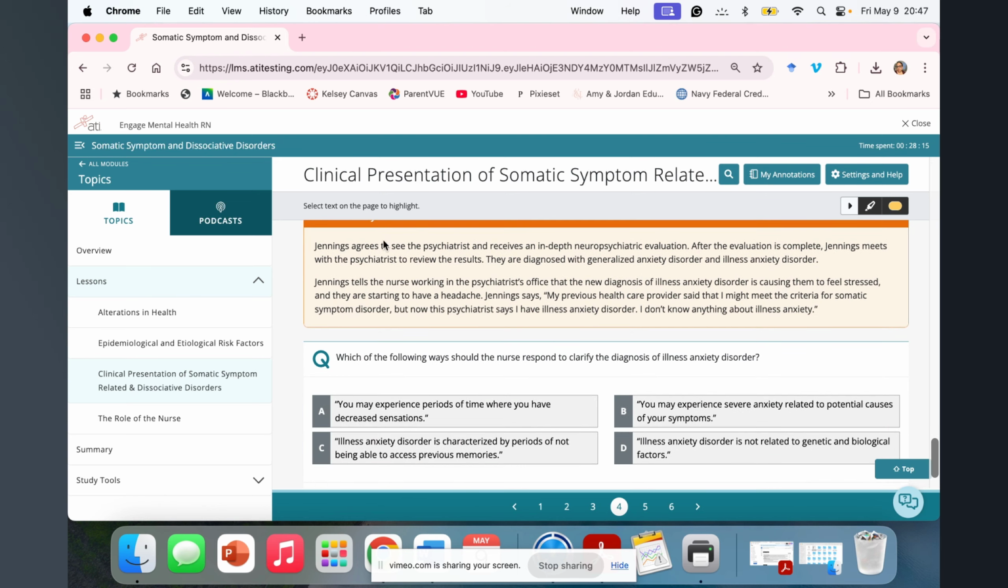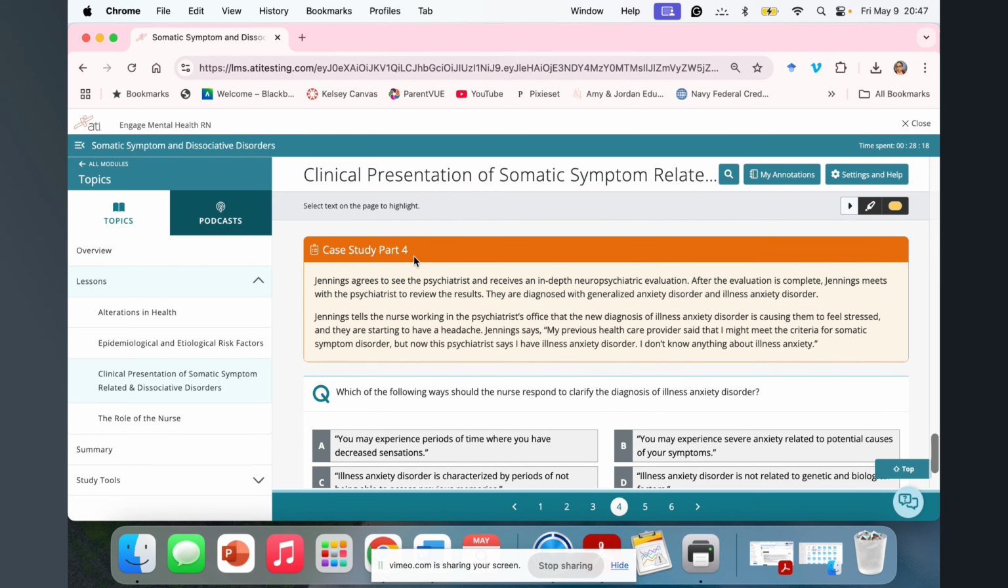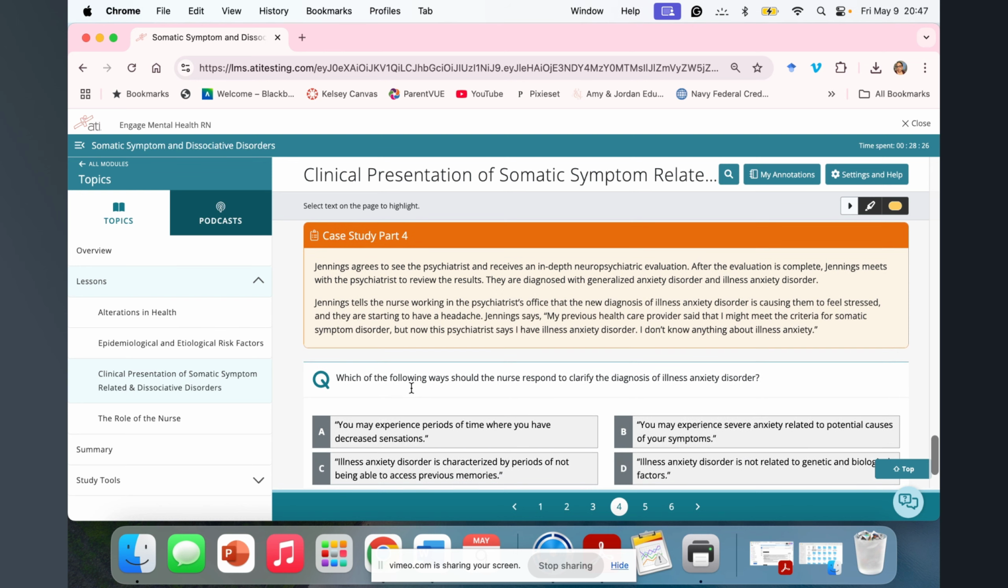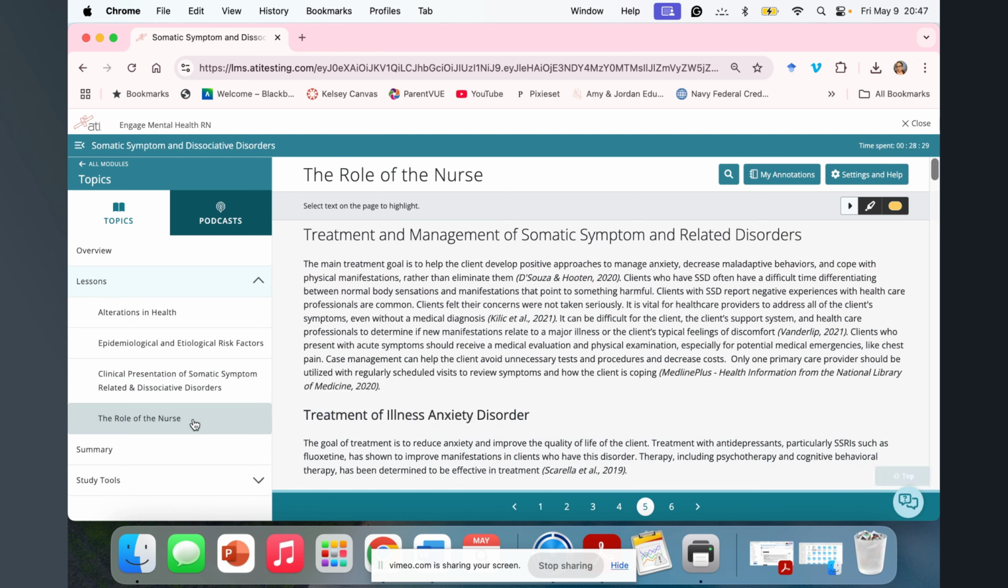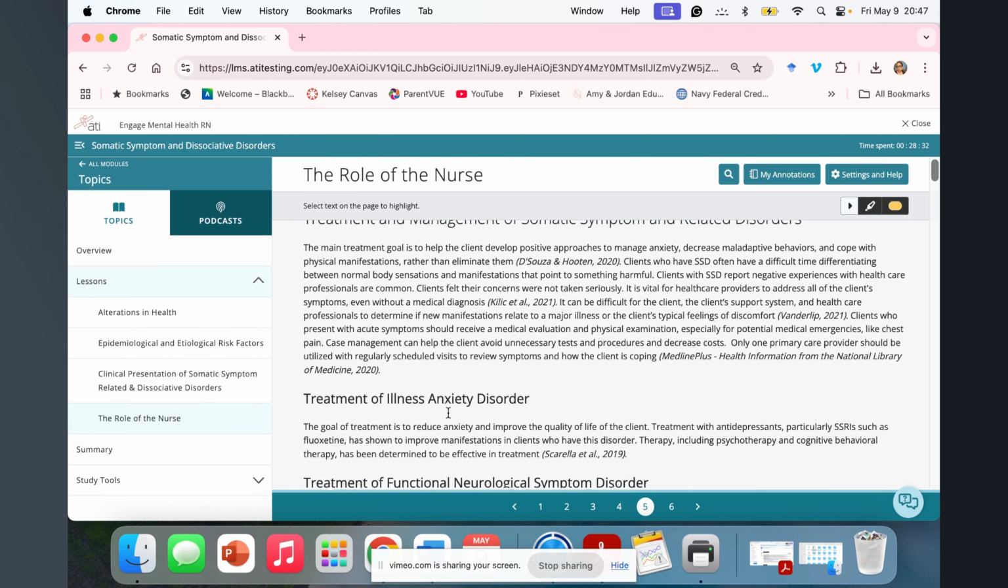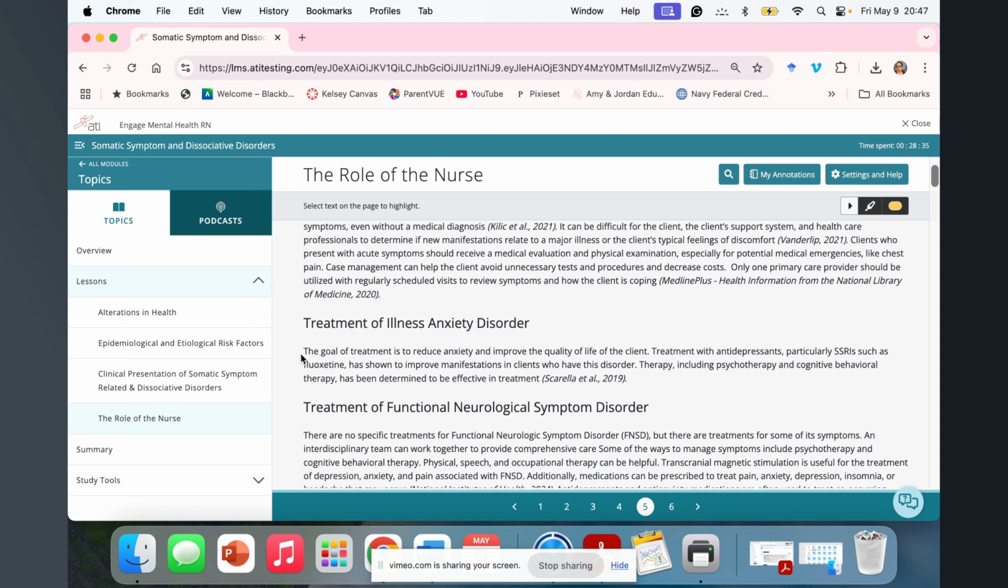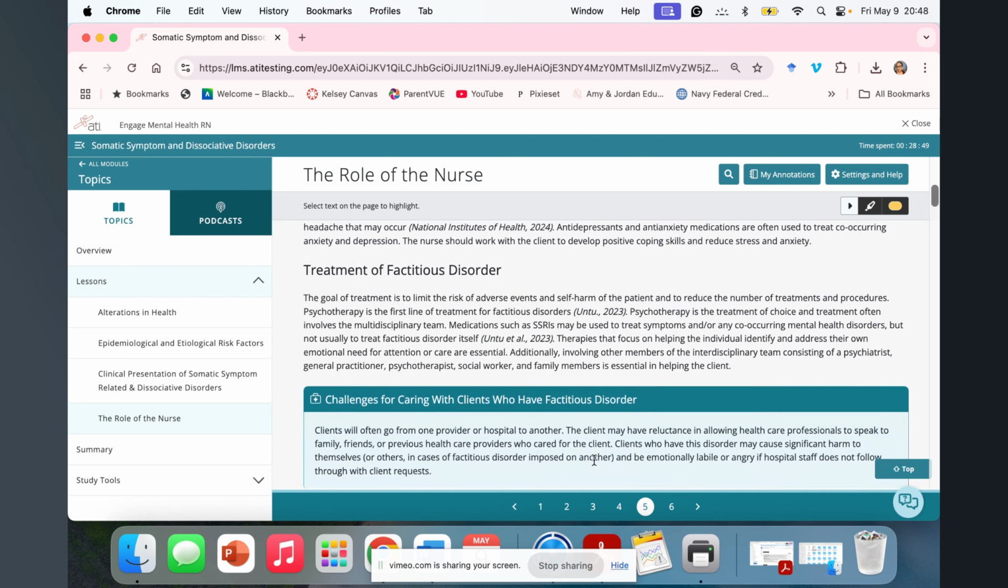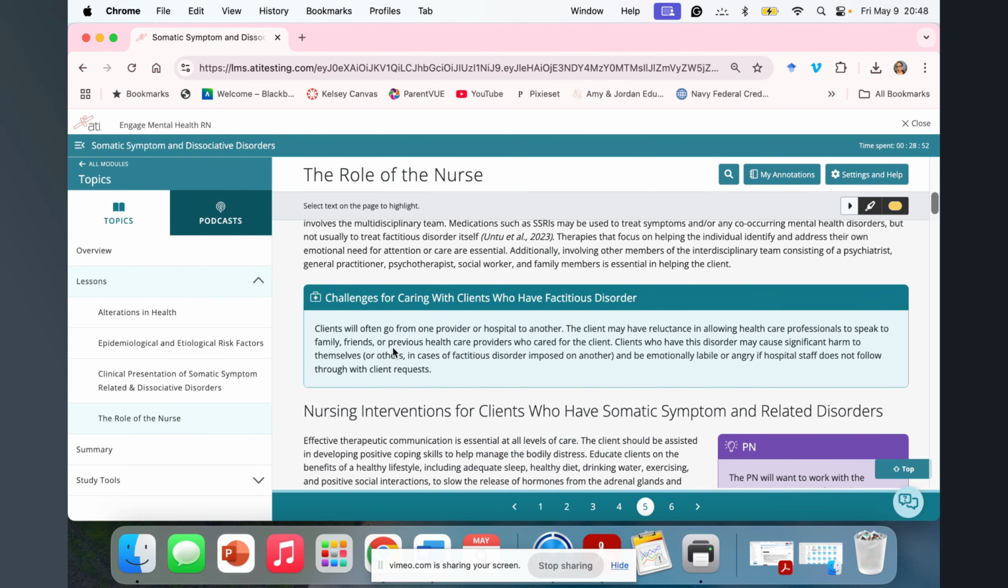And then when we get to part 4 of the case study, I want you guys to figure this out, and then we'll discuss it in class, or we'll discuss it in a tutoring session. When we're talking about the role of the nurse, the goal for you is to help with reducing anxiety and improving the quality of the patient's life. So giving them antidepressants, also helping them with other coping mechanisms. Go ahead and read Challenges of Caring for Clients Who Have Factitious Disorder.